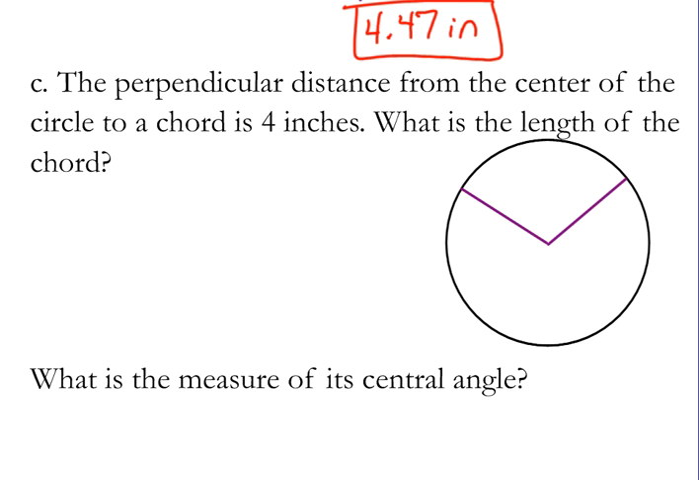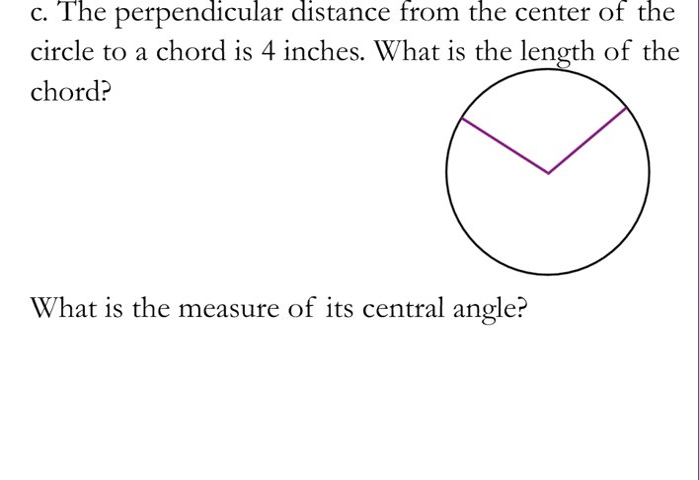So I know all of my circles have looked exactly the same, but it's all good. So the perpendicular distance from the center of a circle to a chord. Let's draw the chord in there. There's the chord. From the center to the chord, perpendicular distance, that is 4. What is the length of the chord? Well, our radius is still 6. That hasn't changed. The radius is still 6. So we got 6 and we got 4.